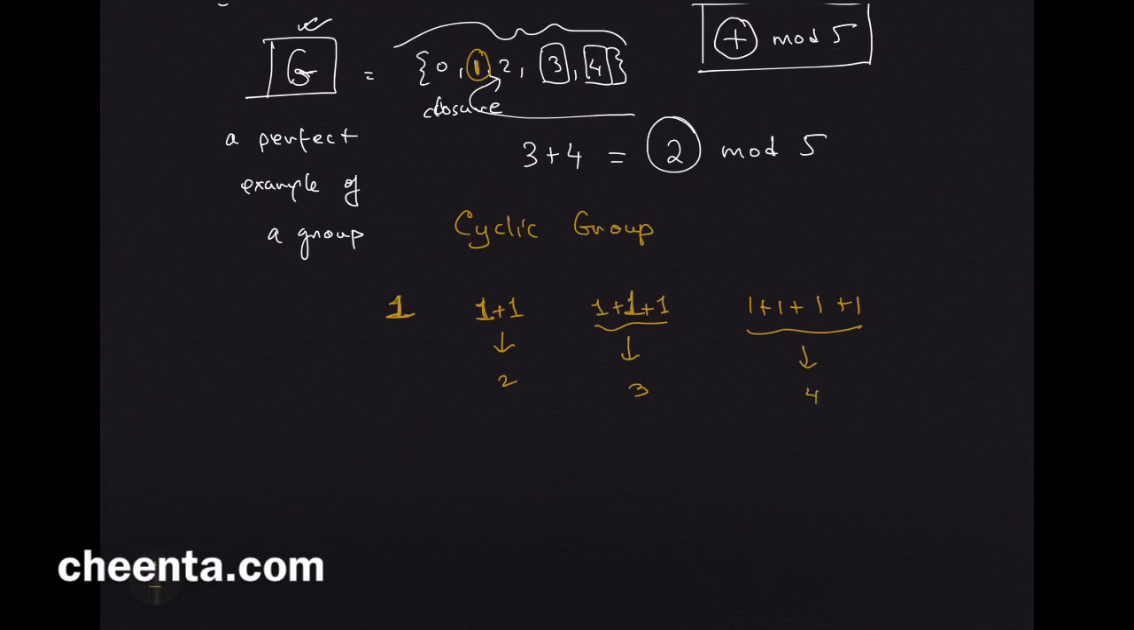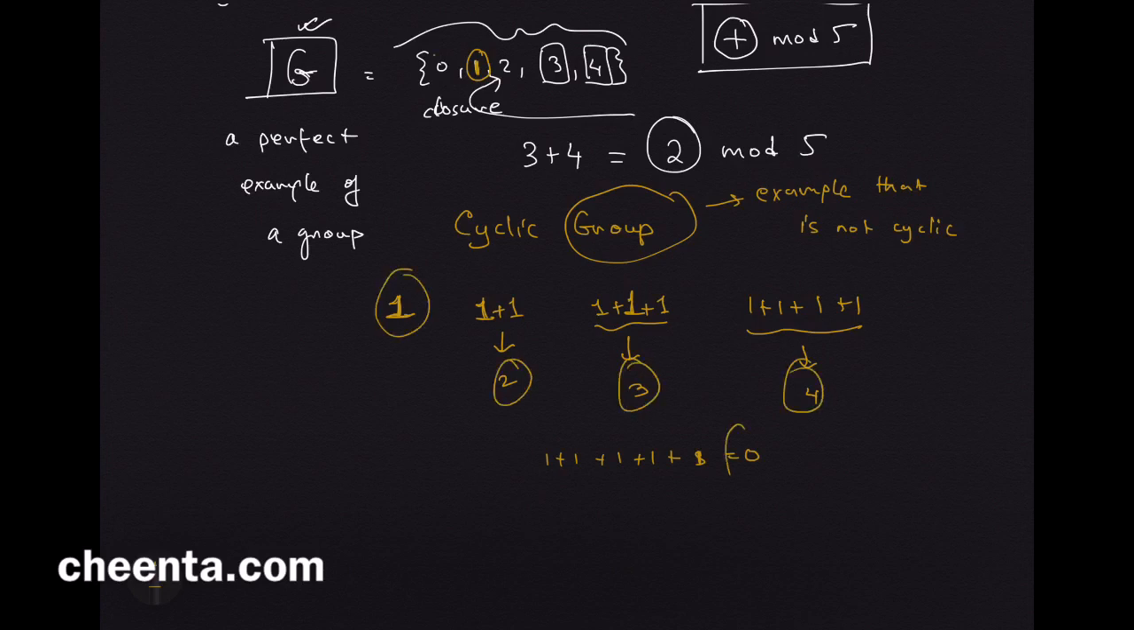Can you give me an example of a group that is not cyclic? An example of a group that is not generated by one element? If you go to the 5th step, you will get back 0, which is all the 5 elements. So 1, 2, 3, 4, 5. You can create all 5 elements using a single element.